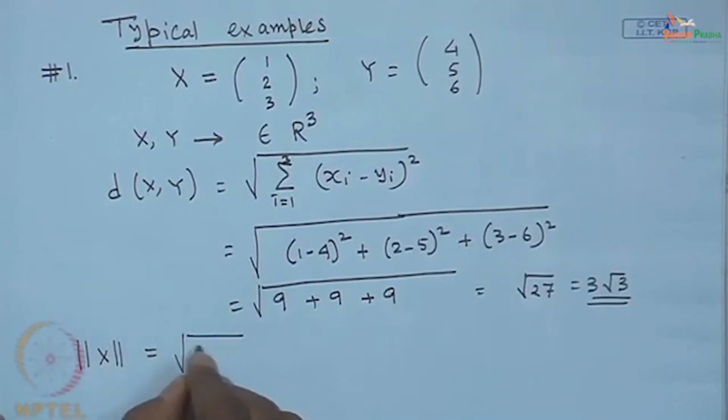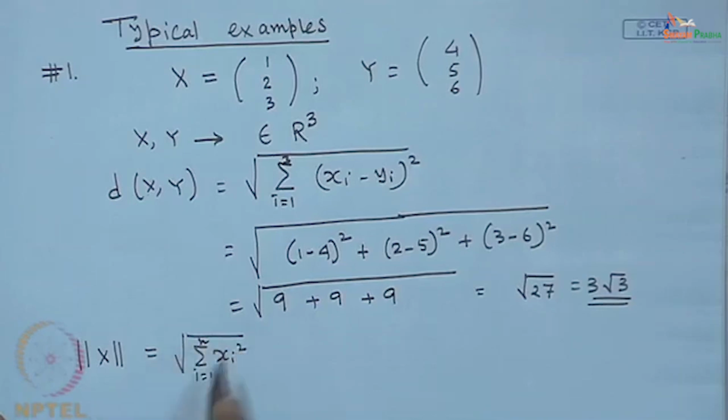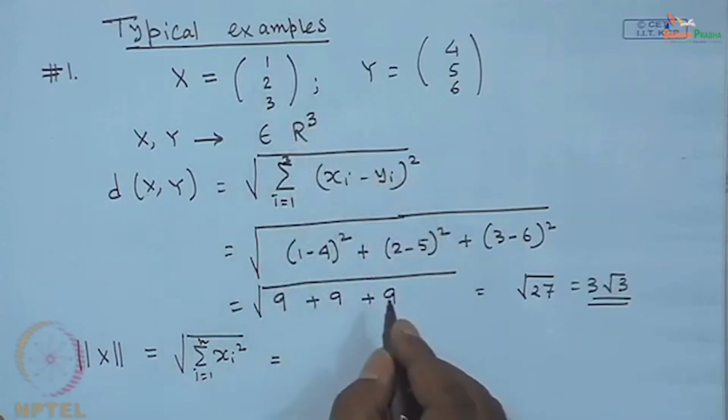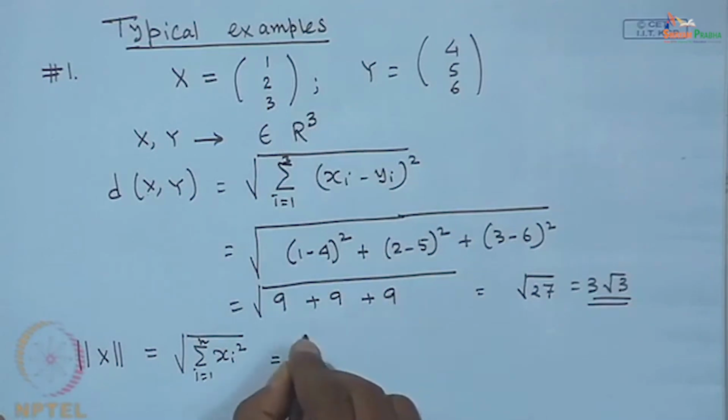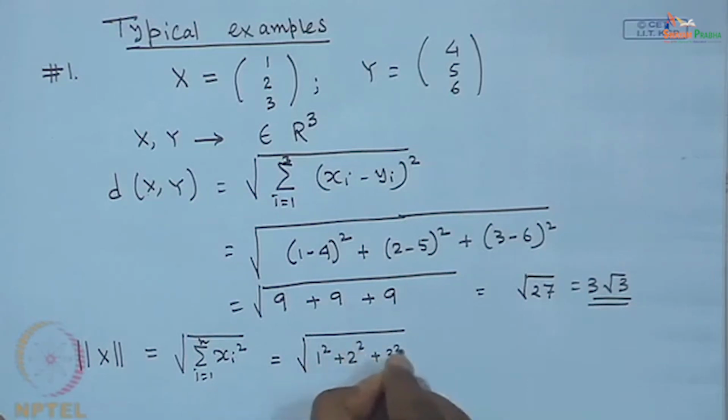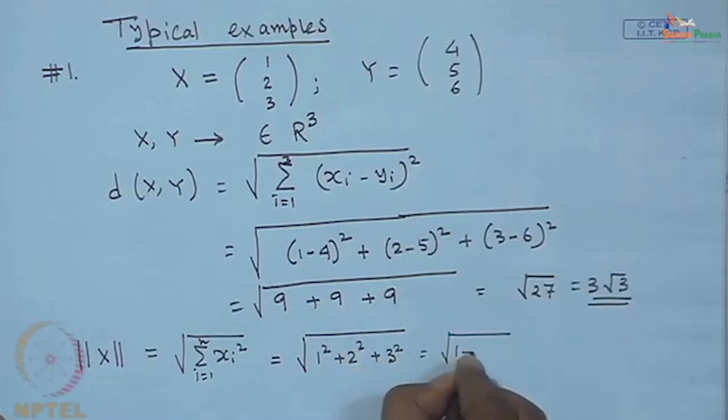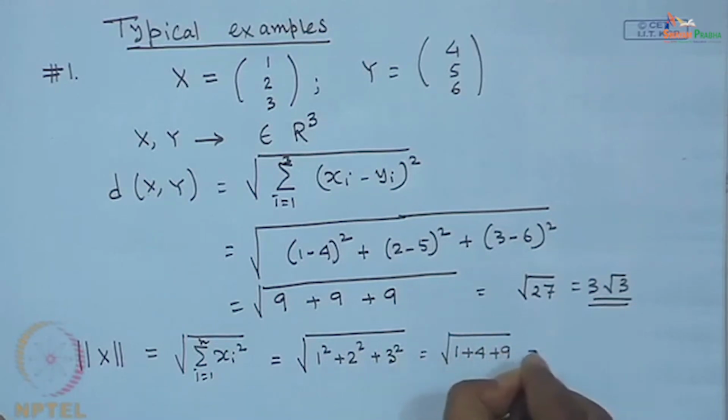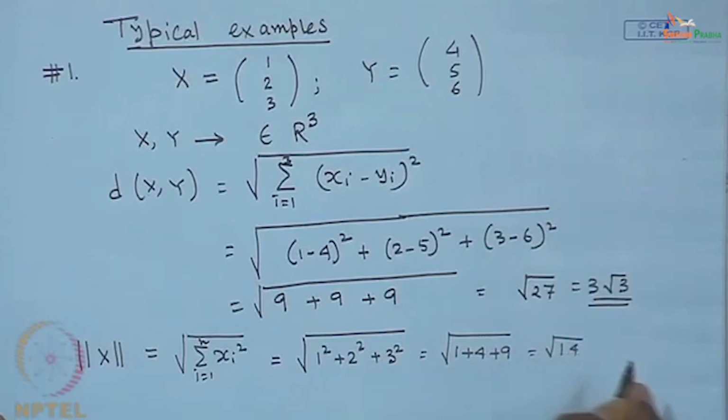If you look into the definition of norm, this is the general definition of a norm of an n-dimensional vector x. It is the square root of the summation of x_i squared, where the index i runs from 1 to n. In our particular example, it is a 3-dimensional space, so it will be the square root of 1 squared plus 2 squared plus 3 squared. It will be 1 plus 4 plus 9, so it will be root 14 units.